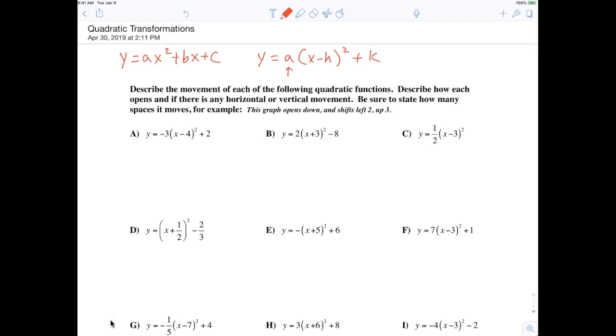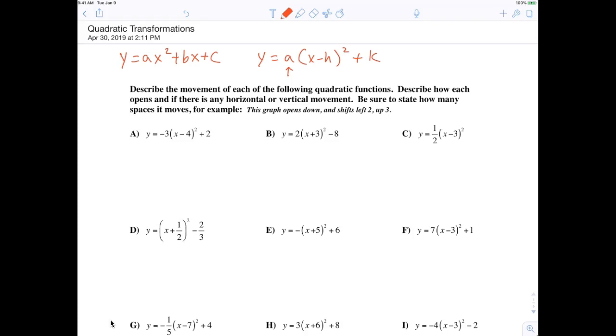Listen to what I'm saying now. It's a stretch if it's greater than 1. It's a shrink if it is between 0 and 1. Now, if it's less than 1, that means it would have to be negative. And if a is negative, we say that it reflects over the x-axis. So those are your choices.